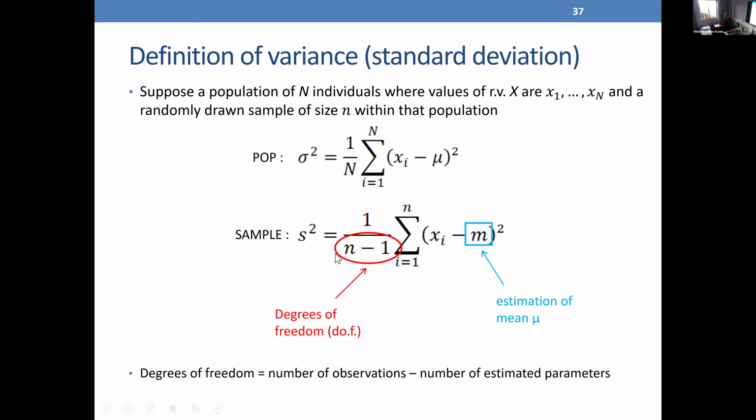When you're looking at the sample, the formula is slightly different because you estimate the mean. This is not the real mean, it's an estimated mean. You divide not just by n, the size of the population, but by the size of the sample minus 1. That's a form of degrees of freedom: the number of observations minus the number of estimated parameters. These are the estimated parameters.